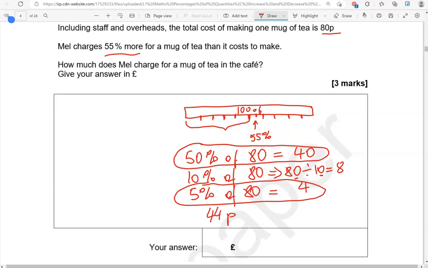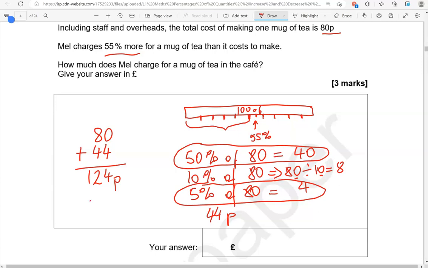So that's how much more on top of the 80 pence she needs to charge per each mug of tea. So now the question is, how much does Mel charge for a mug of tea in a cafe? The total. So we'll do 80 plus 44. That gives us 0 and 4, which is 4. 8 and 4 is 12. So that is 124 pence.